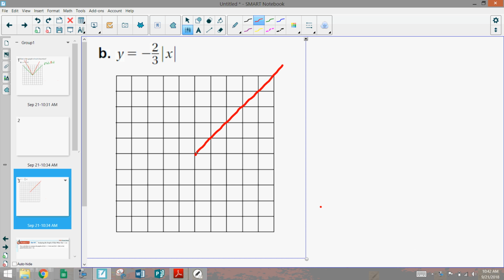Call this one the absolute value parent function. After that, I'm going to draw first y equals 2/3 absolute value x. I'm going to draw this. So what is the slope here? Rise to run: 3. 2, 1, 2, 3. Okay? 2, 1, 2. I need one more box here. So here you go.